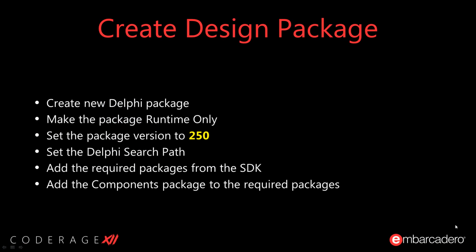Next, we will add a design time package. The design time package typically is used to register our components, and it can also add some advanced design time functionality. The steps are almost the same. We'll create a Delphi package, make the package runtime only, set the package version to 250, set the Delphi search path the same as for the component package, add the required packages from the SDK. The only additional step is to add our components package to the required packages so the design time package can work with our components package.